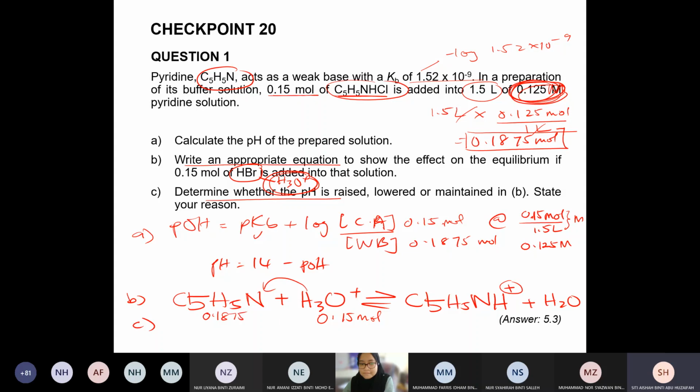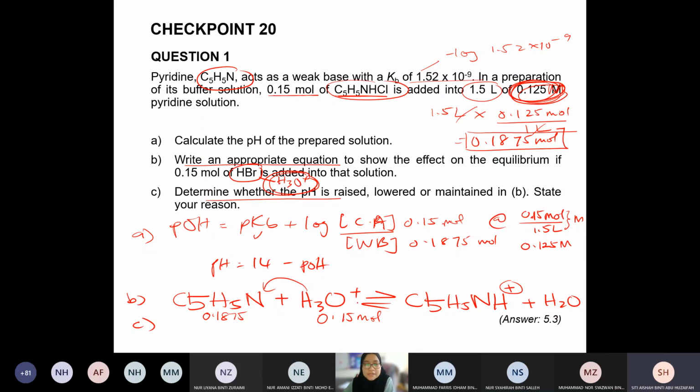Does this H3O plus exceed the capacity of the pyridine of the buffer? No. So, apa jawapannya sekarang ni? Raise, lowered or maintain? Maintain. Maintain lah. Okay, maintain. Tapi jangan teka-teka maintain lah. Jangan macam tu. You kena ada reason lah. You kena justify.